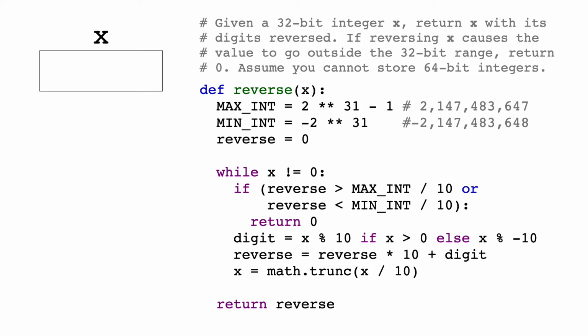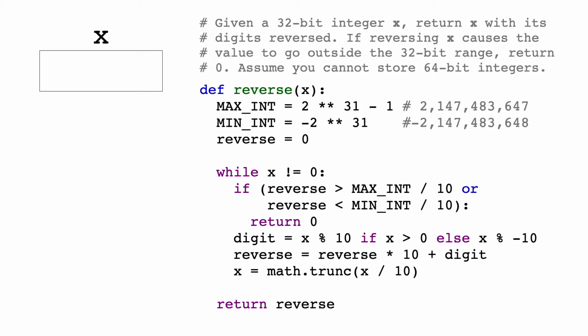Given a signed 32-bit integer, we need to reverse the digits and return the result. But if reversing it causes the value to go outside of the signed 32-bit integer range, then we just return 0 instead. And lastly, we have to assume that the environment does not allow us to store 64-bit integers, only 32-bit.